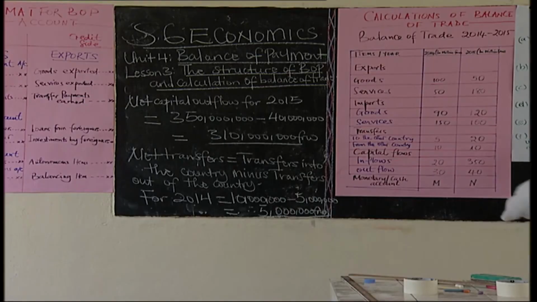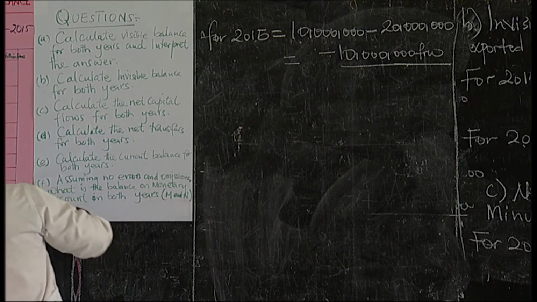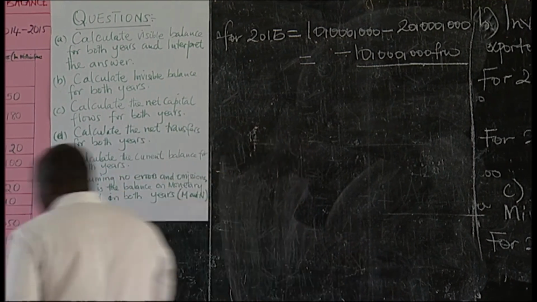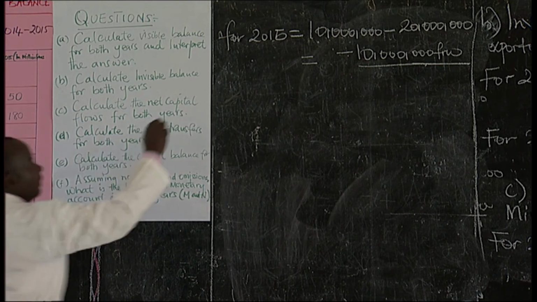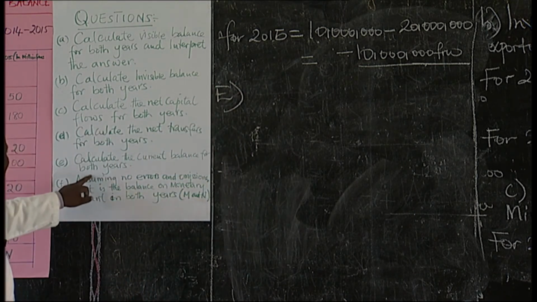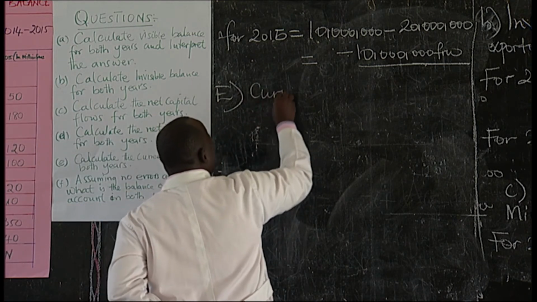Now, the next question is part E. We are on part E now. That was B, C, and this was D. Then on part E, calculate the current balance for both years. How do we get the current balance, learners?